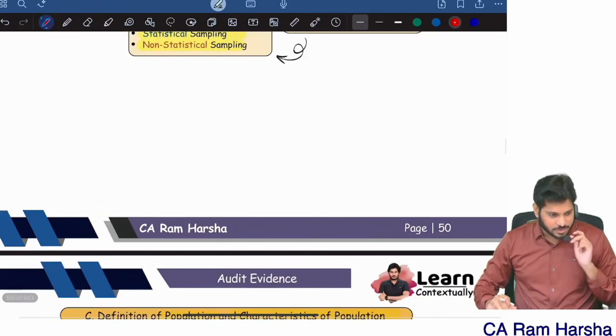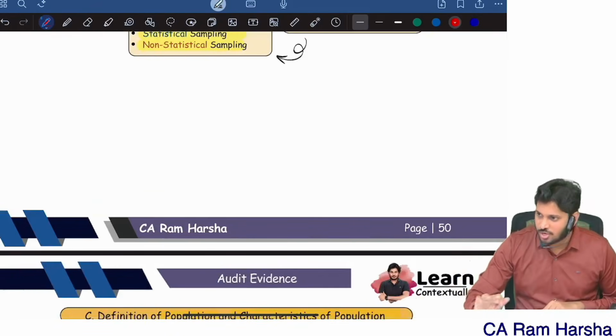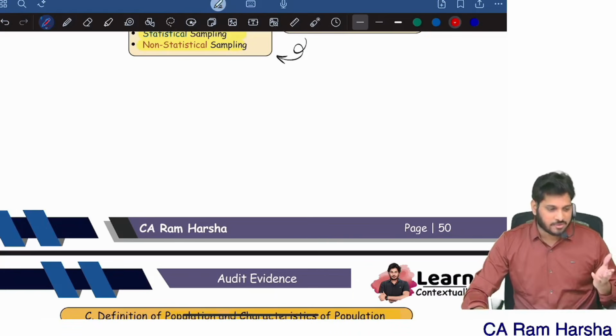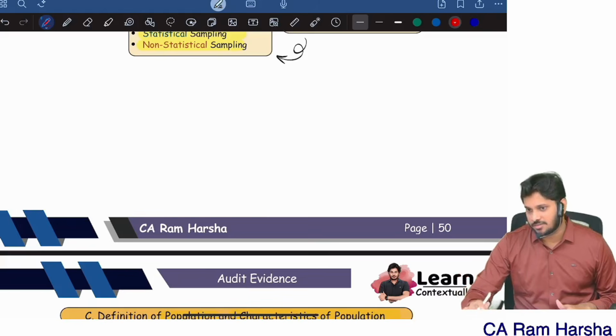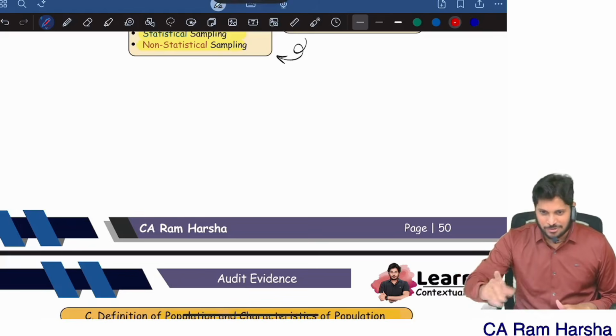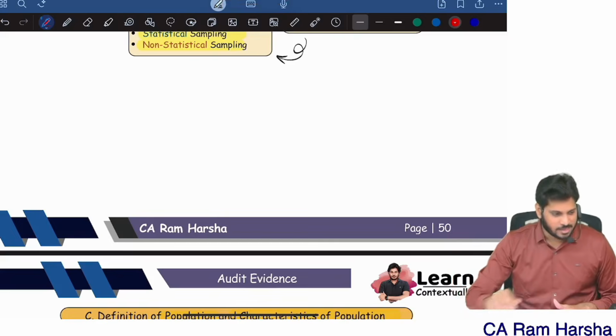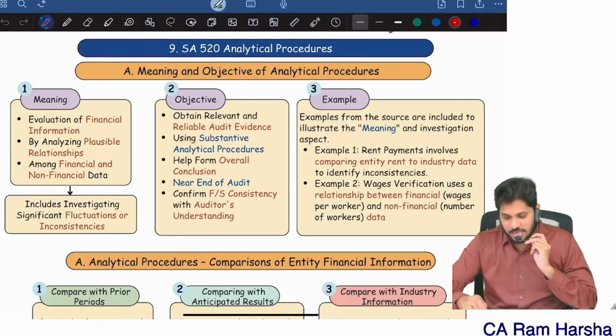That's it. So with this, SA 530 is completely done. Clear? Confident? Totally we hardly covered 4.5 hours including this chat discussion. So next we'll start SA 520. 520 will be a little easy compared to 530. It's quite easy.